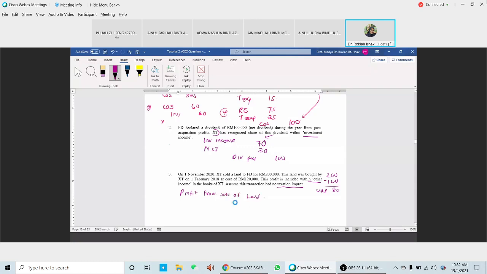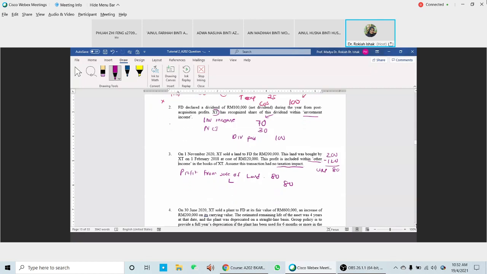Okay, and then credit land. So you're going to have 80. No tax effect for this one. If it doesn't mention anything, you need to calculate for the tax effect. But it's mentioned here, no tax, so just put it as a profit and then credit land.